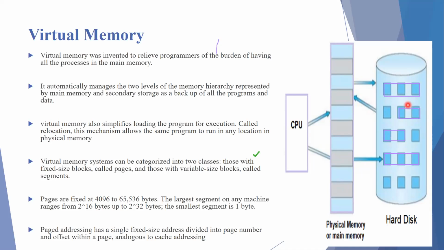And that is why most of the times you will see that we have fixed size pages in the virtual memory. Then we were discussing their sizes. A page size can be from 4K to approximately 64K, and a segment size is definitely variable. Depending upon the processor's convenience, it can be 1 byte, or it can be 2 raised to the power 16 bytes, or can be 2 raised to the power 32 bytes as well.